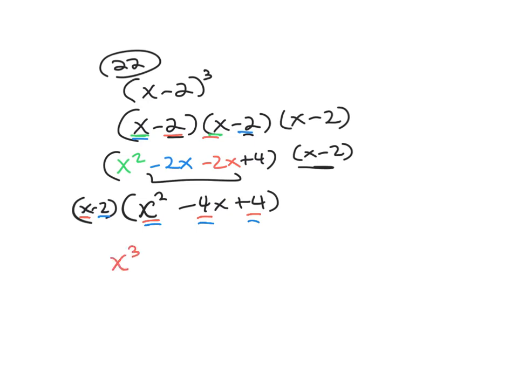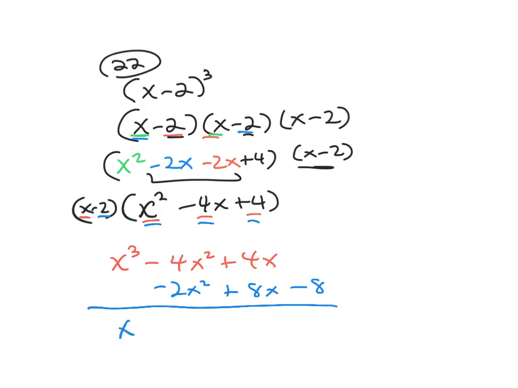So this gives me x cubed minus 4x squared plus 4x. Then now I'm going to distribute the negative 2, negative 2x squared, positive 8x, and then negative 8. I'm going to combine my like terms, x cubed minus 6x squared plus 12x minus 8. And that's your answer there. Again, on that previous slide, you did have the patterns. However, what you would need is the row from Pascal's triangle in order to do the coefficients.